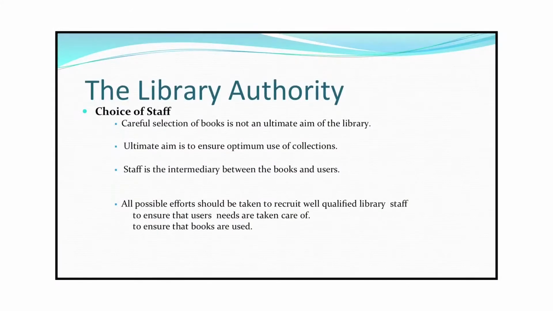The second law, which is every reader his or her book, has an implication on library staff. Since careful selection of books is not an ultimate aim, libraries aim at ensuring optimum utilization of resources, and for that they need to have professionally qualified and well-trained staff. Well-trained staff acts as an intermediary between the collection of the books and users. So the message over here is that all possible efforts should be taken to recruit well-qualified and well-trained staff to ensure. And what does it ensure?